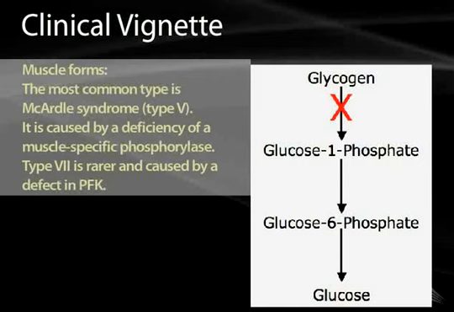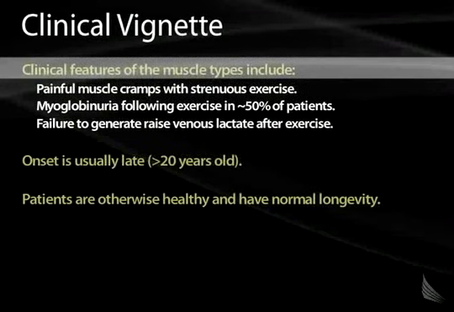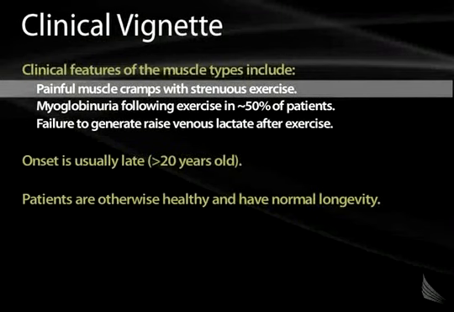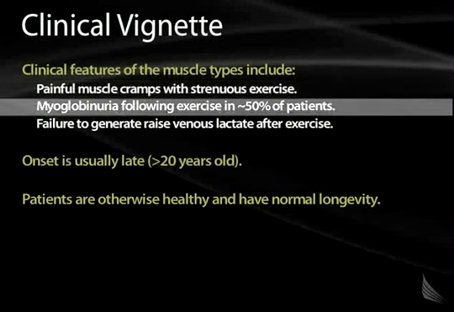The type 7 form of this disease is rare, and it's caused by a defect in phosphofructokinase. The clinical features of the muscle types include painful muscle cramps with strenuous exercise. And with strenuous exercise, you're not able to mobilize energy, and some of the muscle cells end up dying. And when they die, they release myoglobin into the circulation. And so myoglobin gets cleared by the kidneys, and people get myoglobinuria following exercise in about 50% of the patients with McArdle syndrome.